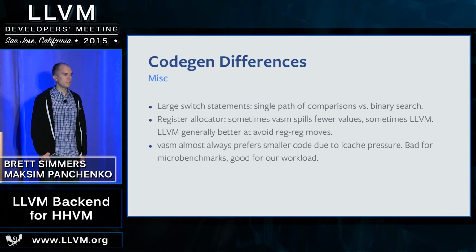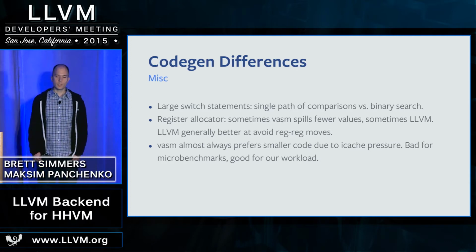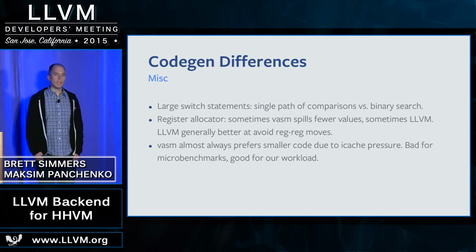But one interesting case was we saw that the code from VASM was maybe 20 lines, and the code from LLVM was much longer, maybe 30 or 40 lines. And what was happening was that it was using a binary search. So the resulting code was much bigger, but it looked like in the average case, it should do fewer comparisons to get to the final result.